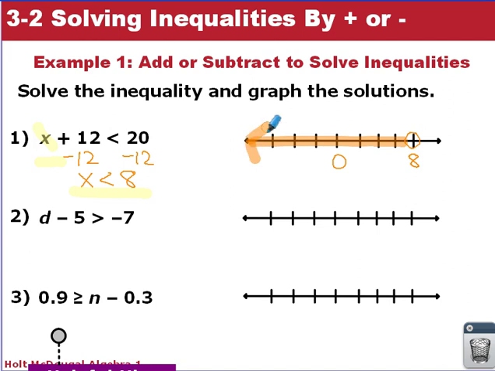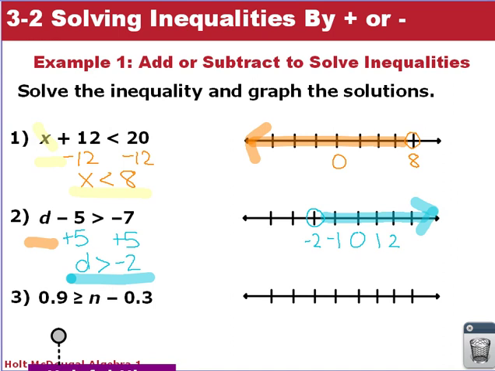Remember from our last lesson, our shading is in the same direction the inequality goes when our variable is on the left-hand side. Our next one, we have d minus 5 is greater than negative 7. So for this one, we add 5 to both sides, and we end up with d being greater than negative 2. Again, since it's not equal to, it's going to be an open circle at negative 2 and shading everything to the right. So again, we have our open circle here at negative 2, and we shaded everything to the right of negative 2. It has to be greater than negative 2.